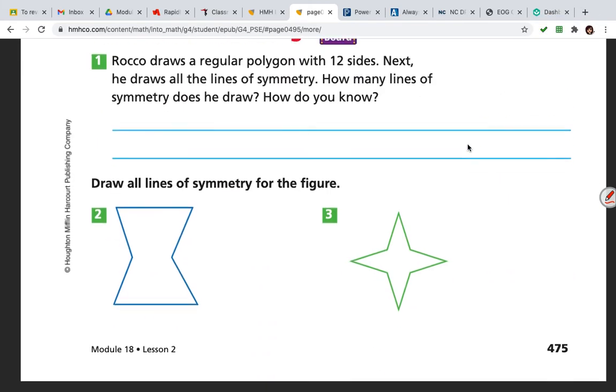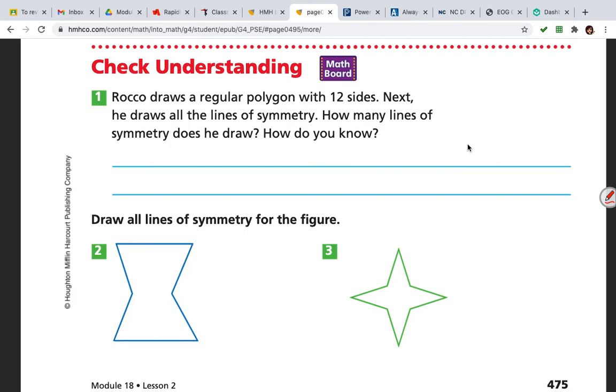At the bottom of the page, let's look at numbers 1, 2, and 3. Do these on your own and then check yourself. Number 1, Rocco draws a regular polygon, meaning all the sides and all the angles are the same, with 12 sides. Next, he draws all the lines of symmetry. How many lines of symmetry does he draw? We know in a regular polygon, the number of sides is the same as the number of lines of symmetry. How do you know? He should draw 12 lines.